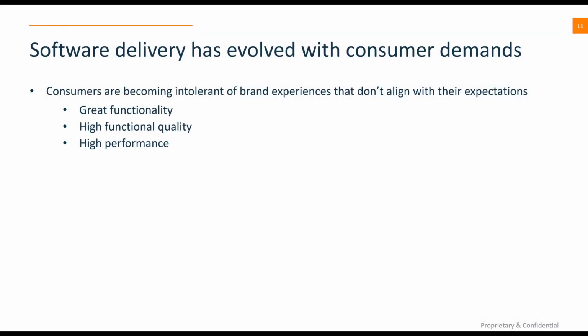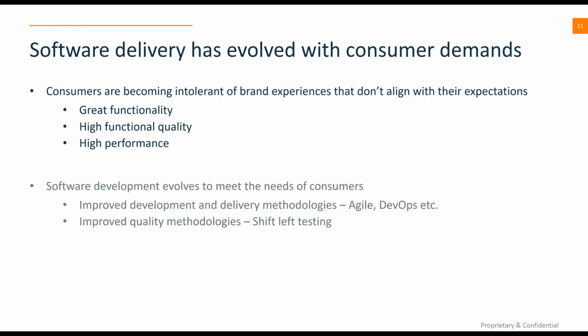Software delivery has evolved with consumer demands, and performance is a huge piece of that. Consumers are becoming intolerant of brand experiences that don't align with their own expectations. They need great functionality. They need high performing quality within the experience, let's say on a mobile device or on the web, both on the functional side with going through a form that works, but also on the performance side, where we're looking for, let's say, smoothness. We're looking for a type of speed and a type of reaction time that seems like a native experience.